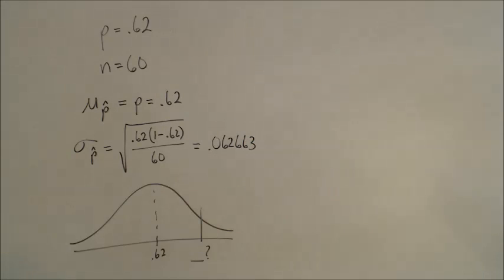0.062663. For our distribution centered at 0.62, we're asked to find the proportion or percentage such that only 18% of such samples would have a proportion larger than this. That is, we're given the area of 0.18. So to find the location that cuts off that upper 18% of the sample distribution, we can, as we've seen before, use our inverse normal command.